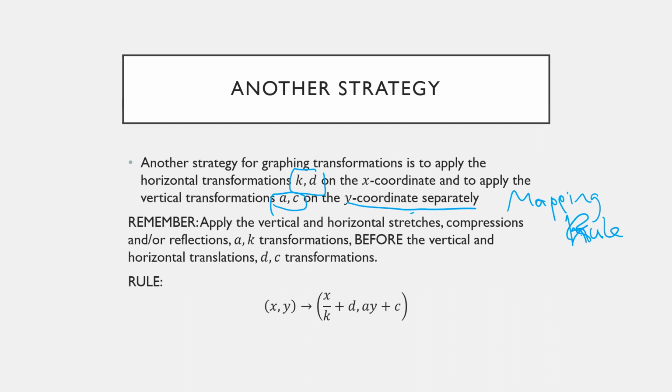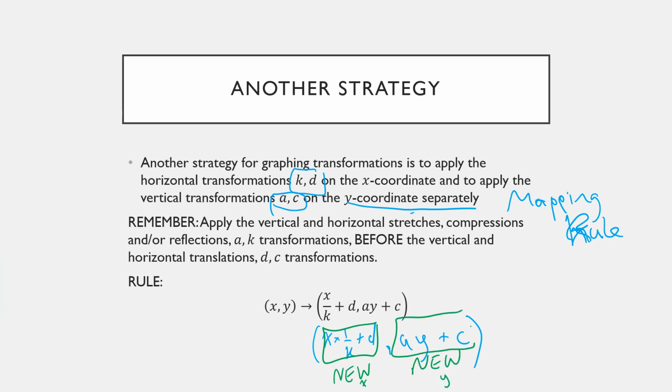It says that you need to take your X coordinate and you simply divide by K, or multiply by 1 over K. That's the same idea here. So we take our X coordinate and divide by K, or multiply by 1 over K, and then you simply add whatever the D value is. And then for the Y coordinate, you take the Y coordinate, multiply by A, and then add C. And this is going to be your new X coordinate. So again, this is your new X coordinate here. New X coordinate. And this is our new Y coordinate.